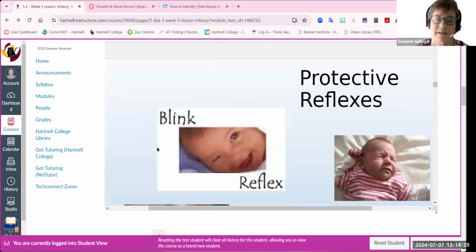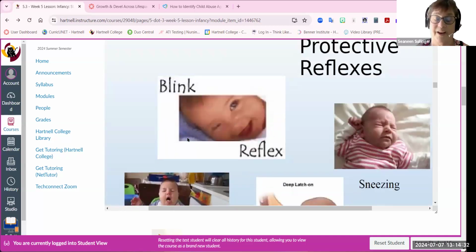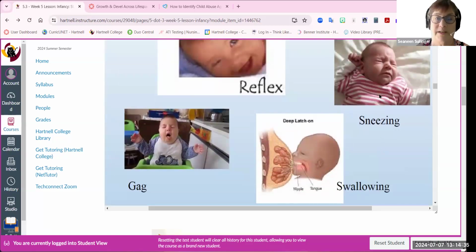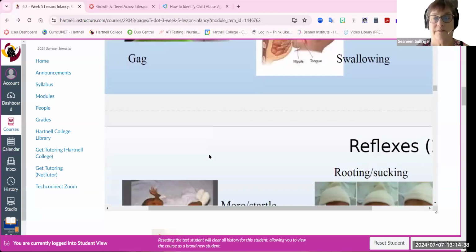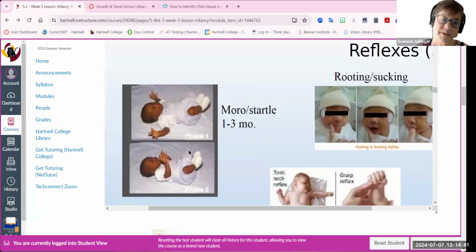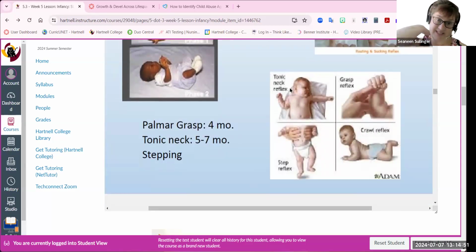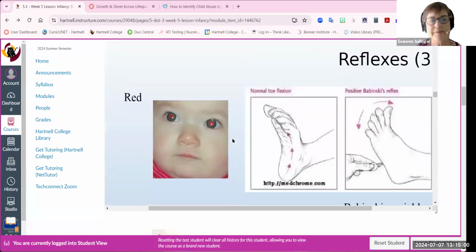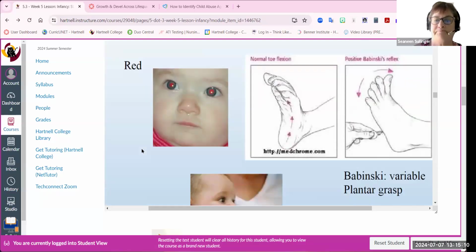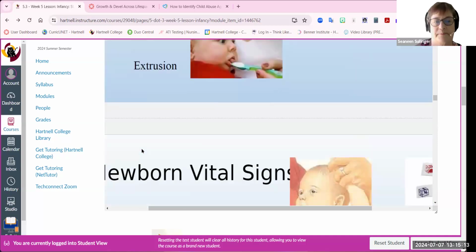Reflexes are meant to be safety mechanisms. And so we've got the blink reflex, which keeps our eyes clean, the swallowing, sneezing, the gag reflex, so we don't choke on stuff. There's a startle reflex. That's a good indicator of neurological status on the baby. Rooting, sucking. We call the tonic neck reflex the fencing reflex because it looks like you're fencing. And being able to grasp with your toes and your fingers. The red reflex, we want to see red. If we see white, that's a problem. Either probably with the retina, but it could also be a sign of cancer. And then just some more reflexes there.